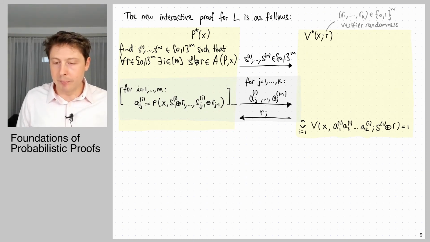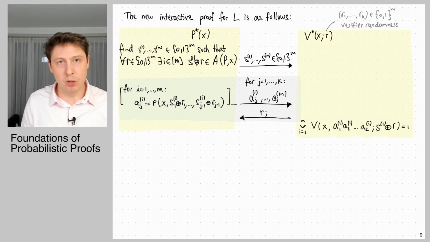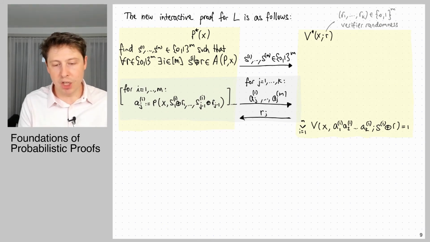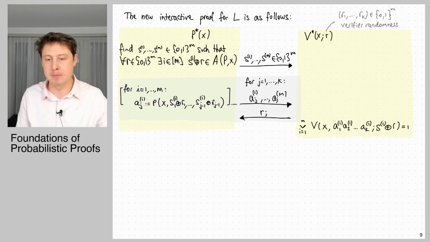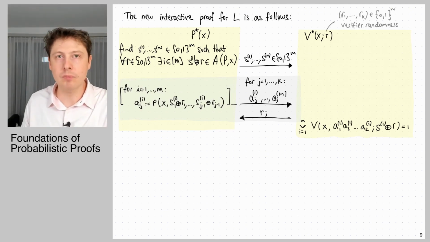Is the description of the protocol clear? We are running m parallel executions of the underlying public coin interactive proof. Each of the executions is shifted by one of the m shifts, and these shifts are chosen in such a way that regardless of what randomness the verifier has in his mind, there is a shift that will make us accept. All right, let's analyze completeness.